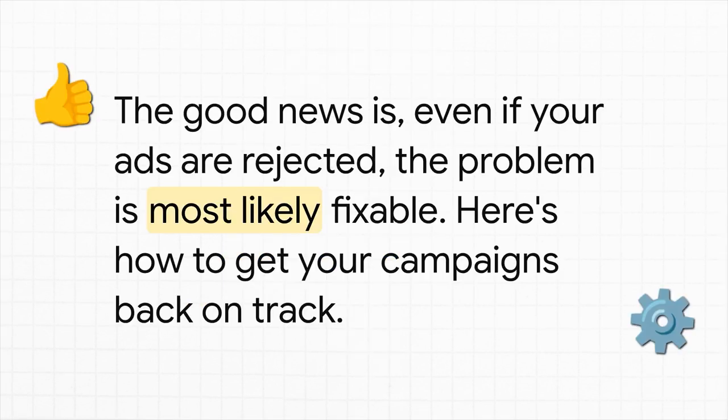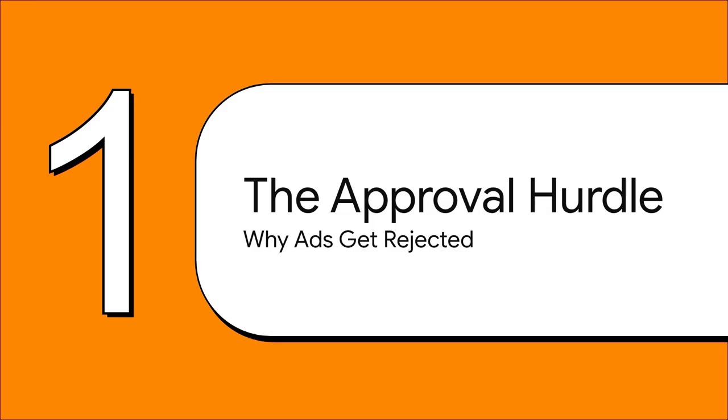The path from zero to hero with your ads, well, it really comes down to clearing 2 major hurdles. First, you've got to get your ad approved in the first place. And second, you've got to make sure that once it's approved, it actually gets delivered to the people you want to see it. We're going to break down both of these right now. Let's start with that first gatekeeper, the ad review process. This is where so many campaigns die before they even have a chance to get going.